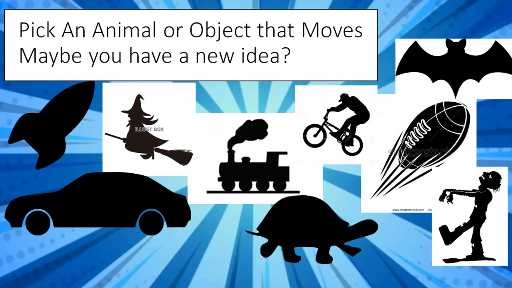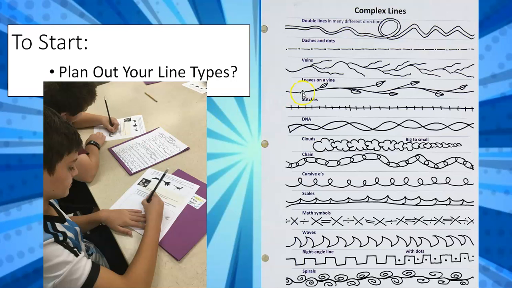Once you have your object that's going to move, we need to brainstorm some of our complex lines. I'm going to talk about complex lines again in another video, so here's just a brief overview. You will take a scrap piece of paper and start drawing out these different types of lines. You can name them different things. You can base them off a lot of different references, but here is just a quick example of some complex lines.